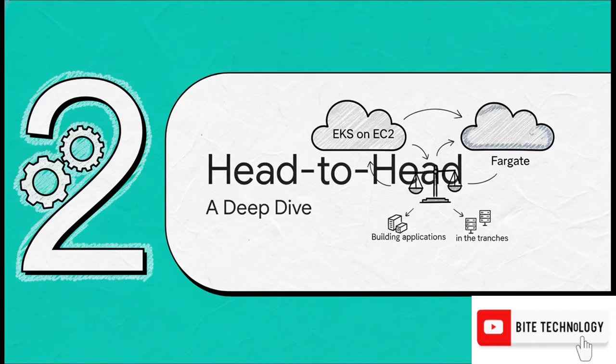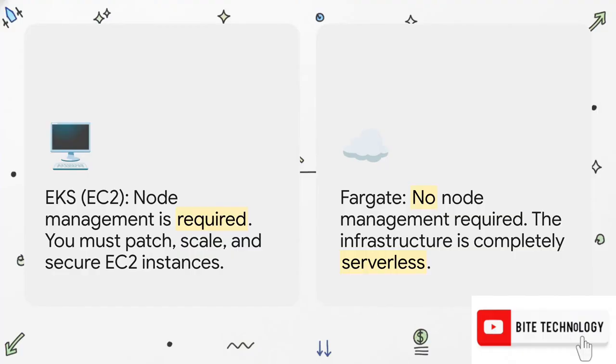Okay, philosophy is great, but let's get down to the nitty-gritty. It's time to put EKS on EC2 and Fargate head-to-head and see how they stack up in the areas that actually matter when you're trying to ship code. First up, and this is probably the biggest one, infrastructure management. Look, with EKS on EC2, you are in the server management business, period. That means picking instance types, worrying about OS patching, security updates, capacity planning, all that stuff. With Fargate, poof, all of that operational headache just vanishes. No nodes to manage, none.